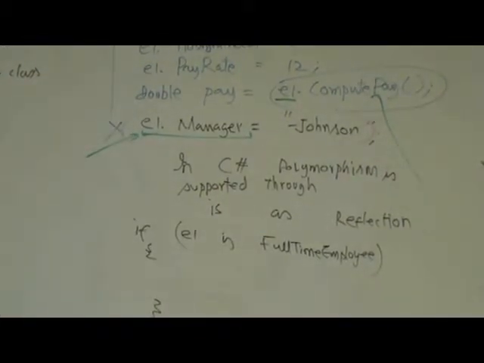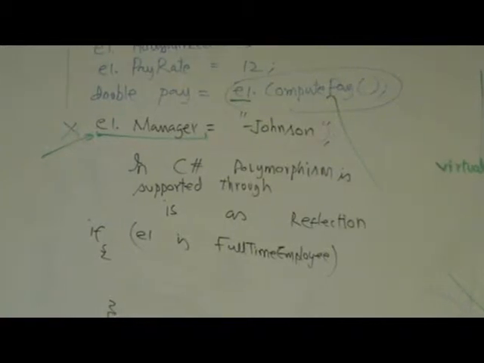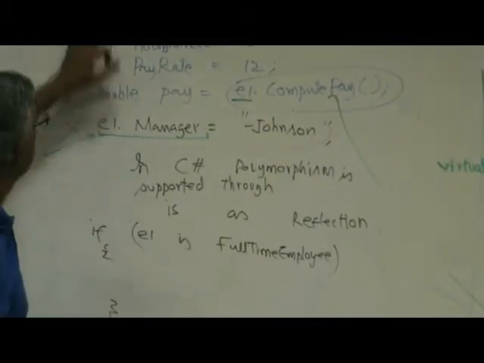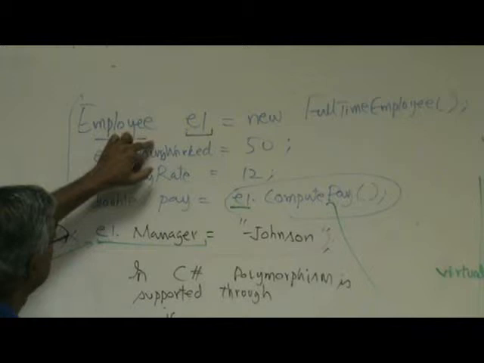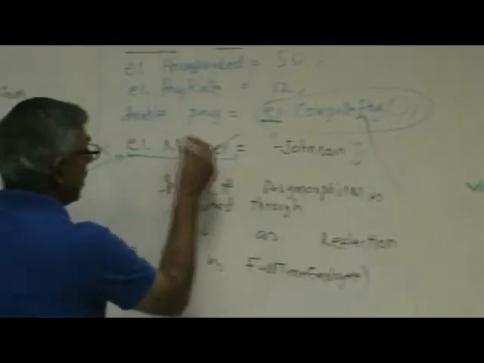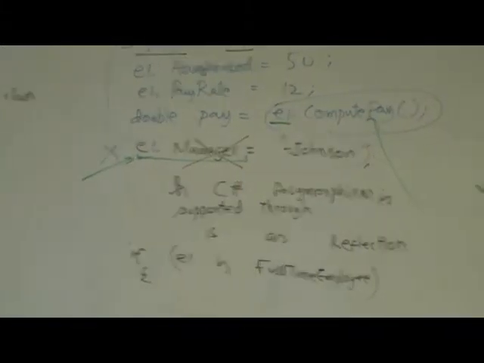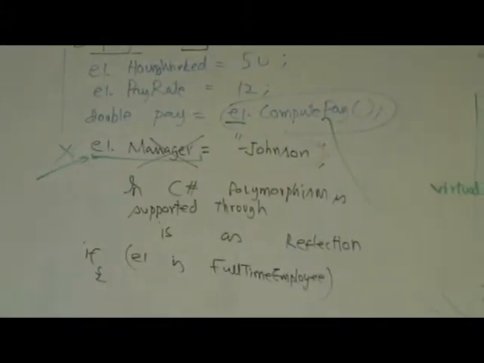E1.manager equal to Johnson. What will the compiler do? Go to over here. Is there a manager over here? No. So that's why I said this code won't even compile. So we will not write it like this, okay? So how will we write it?